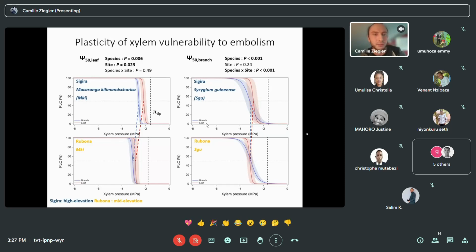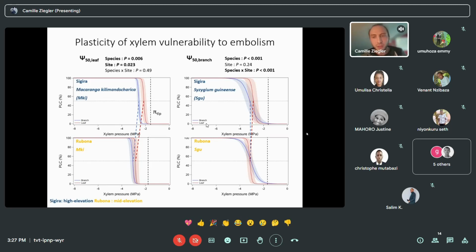So let's start here on the left with Macaranga. So the red curve represents the leaf, and the blue curve the branch. So you see here that from the high site to the mid-elevation sites, you have a shift towards the left, which means that there is plasticity in these traits for leaves and for stems, so they could adjust a bit of this trait towards more resistant values.